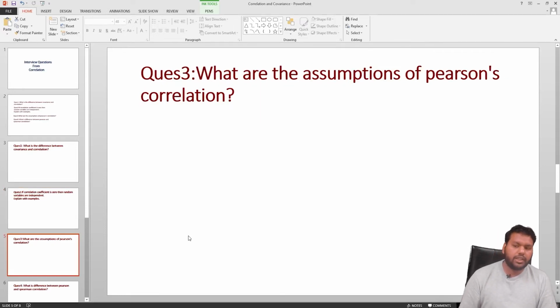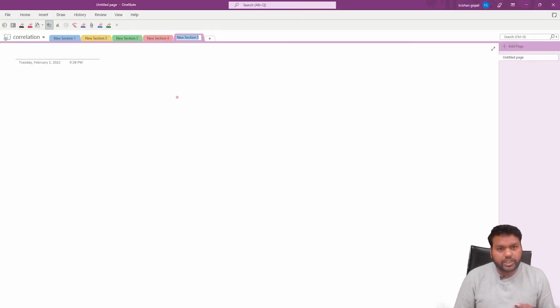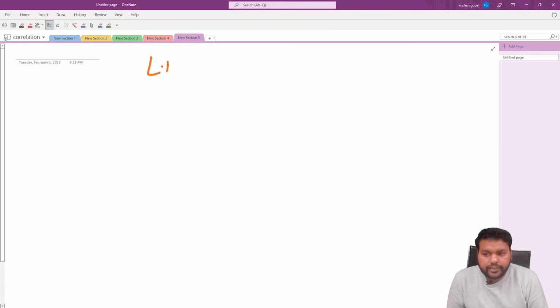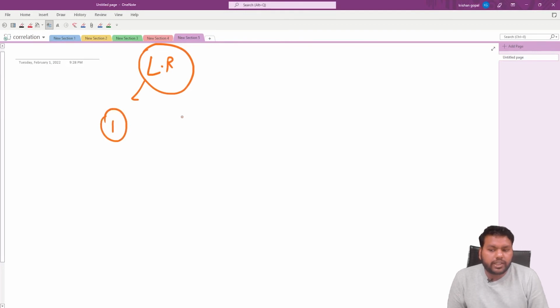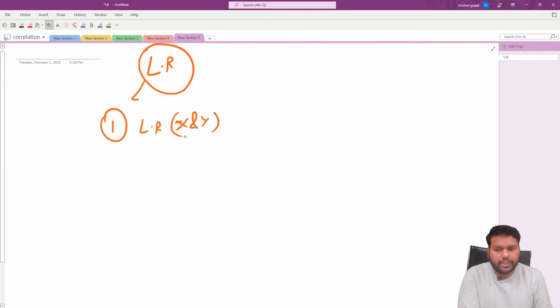Question number 3 talks about the assumptions of the Pearson correlation coefficient. So what are the assumptions? The Pearson correlation coefficient measures the linear relationship between two random variables. So I can assume that the two random variables should have a linear relationship between them. That is my first assumption.